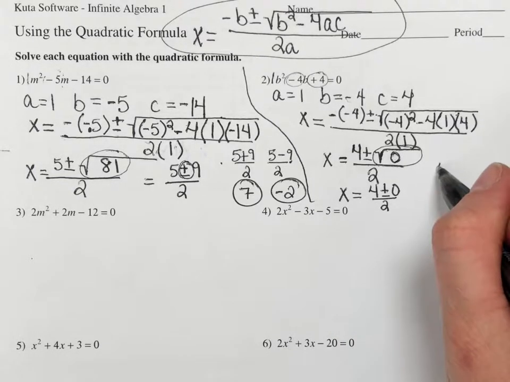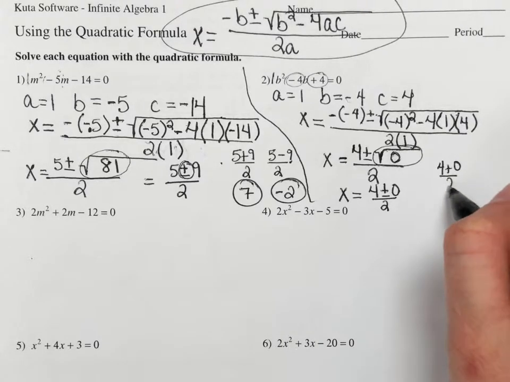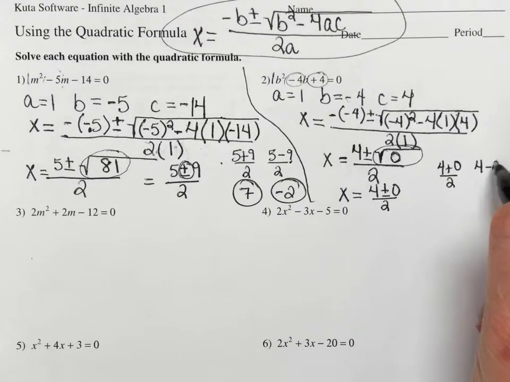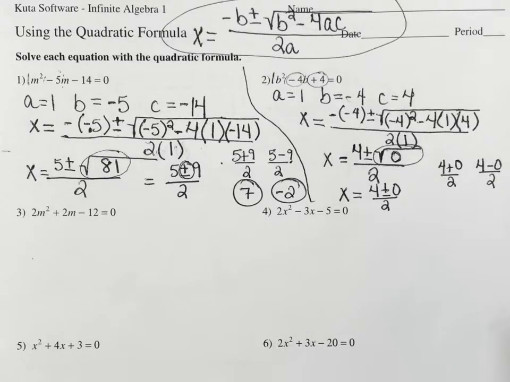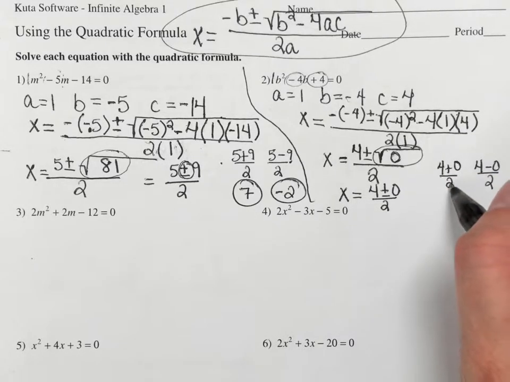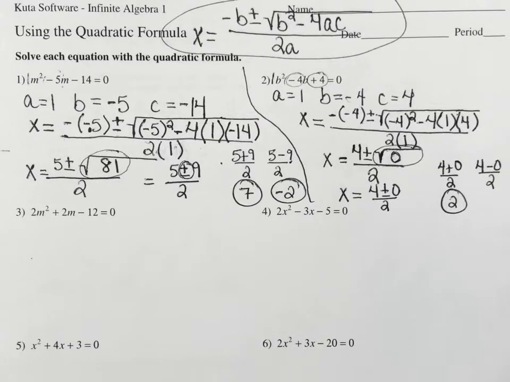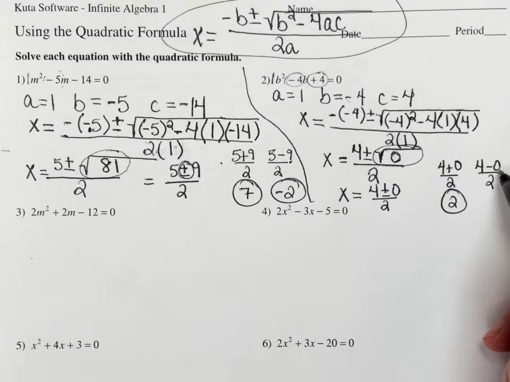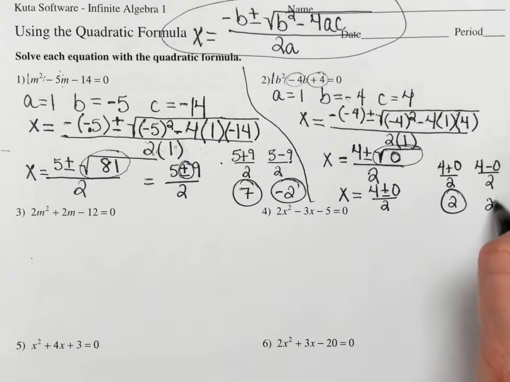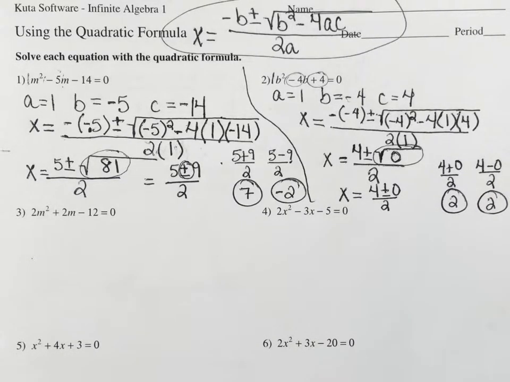Alright, so I've got 4 plus 0 over 2. Minus 0. Yep. Alright, what's 4 plus 0? 4. Divided by 2. 2. What's 4 minus 0? No. Minus. 4. Positive 4. Divided by 2. 2. See, it's not so bad.